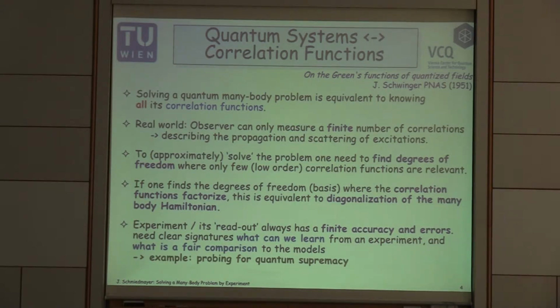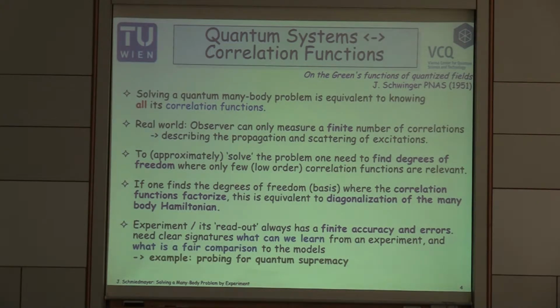If I find the degrees of freedom where the correlations factorize, I basically have to find the basis in which I can diagonalize my Hamiltonian. So the question was, can we set up a system, a quantum field theory, which we can simulate in an experiment, and test this type of conjecture and see what we can find out about this type of system?